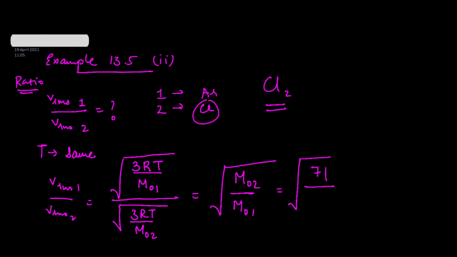Divided by M01. Number 1 is argon. Argon, I don't remember. Helium, neon and argon. So 2, 8. What comes? 36? It's given in question. Okay, given in question. 40, 39.9 is given. So this is given in question as 39.9 and this is given in question as 70.9.